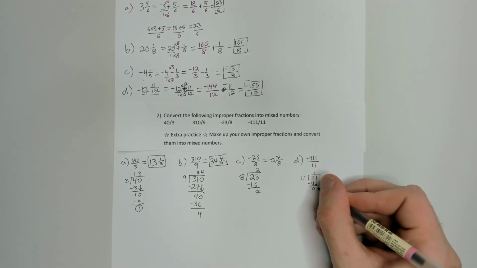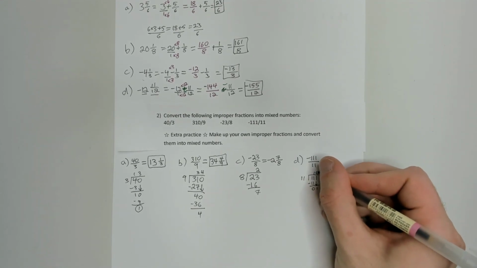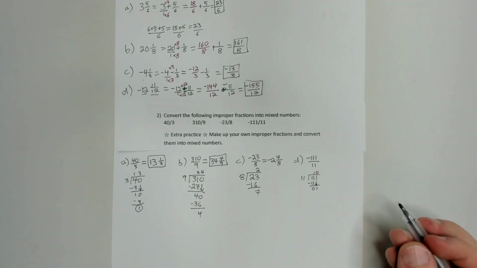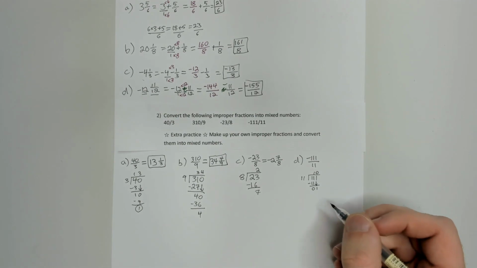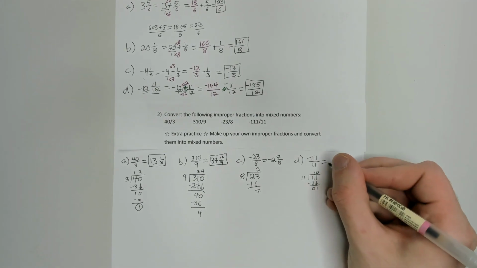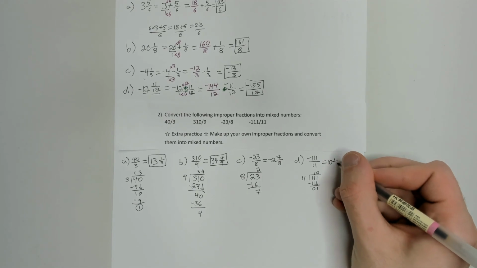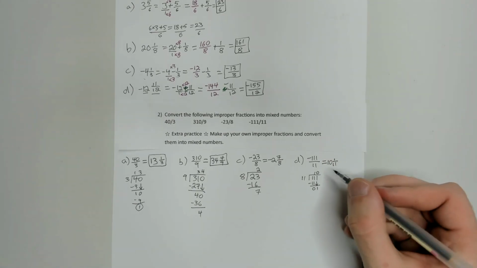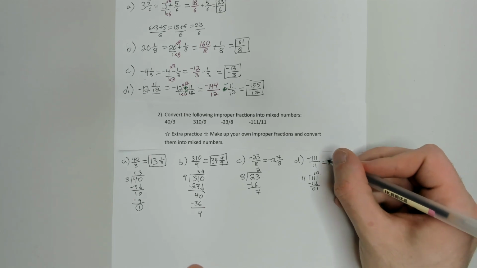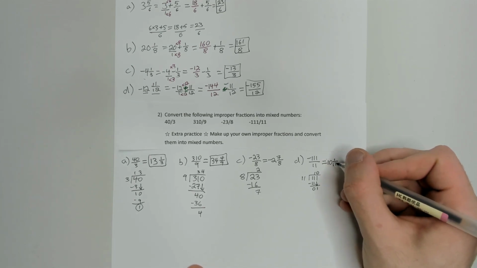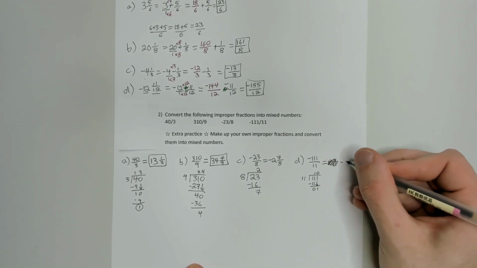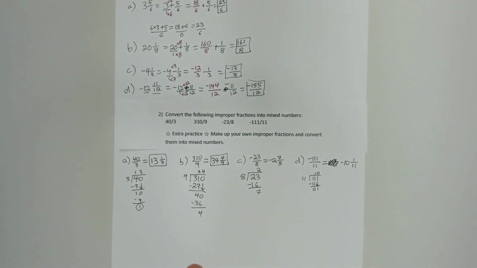Bring down the 1. 11 can't go into 1, so we have to put a 0 there. And we actually are done, right? Because, well, we have this remaining 1 still. So this ends up being 10, remainder 1, with our 1 being out of 11, right? We put the remainder over our original denominator. And this also needs to be negative, right? I didn't write a lot of room here. So this is negative 10 and 1 over 11.